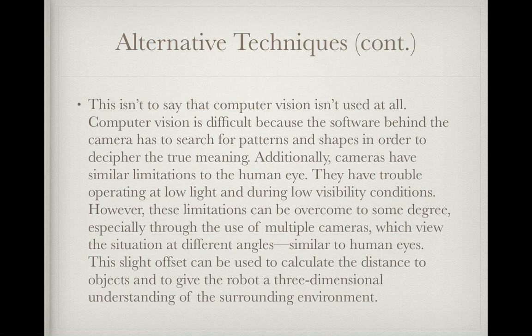This isn't to say that computer vision isn't used at all. It's very difficult because the software behind it means the camera has to search for patterns and shapes to decipher the true meaning. As we learned in earlier chapters, this is very hard to do. Additionally, cameras have similar limitations to the human eye. They have trouble operating at low light and during low visibility conditions, similar to lasers and infrared. However, these limitations can be overcome to some degree, especially through the use of multiple cameras, which view the situation at different angles, also similar to human eyes. This slight offset can be used to calculate the distance between objects and to give the robot a three-dimensional understanding of the surrounding environment.